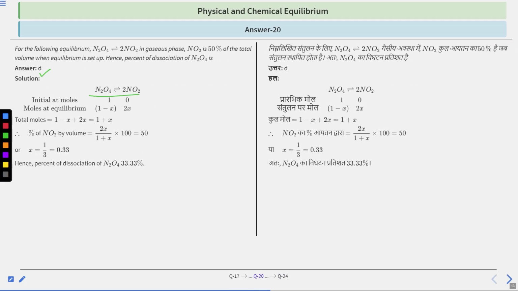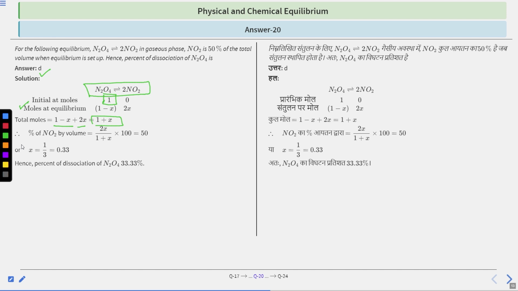So this is the equilibrium equation we have been given. Initially, let's suppose N2O4 has 1 mole. As we can see, 1 mole is giving 2 moles of NO2, so let's suppose this is 1 mole and NO2 is 0 mole initially. Now the moles at equilibrium will be N2O4 is 1 minus x, and NO2 is 2x, if x moles are utilized. So total moles at equilibrium will become 1 minus x plus 2x, which is 1 plus x.